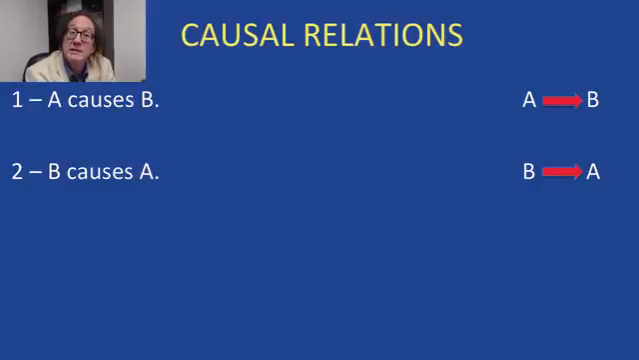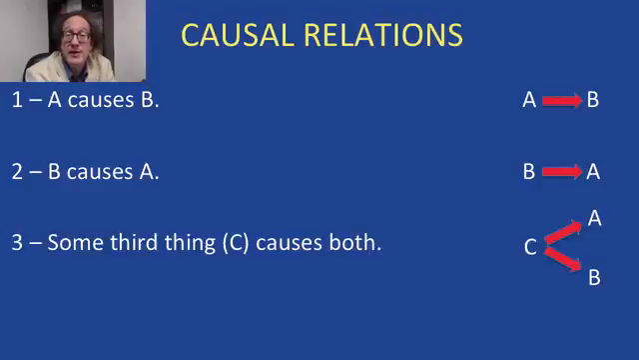But the third possibility is that some third thing, C, causes both A and B. If C causes B and C also causes A, then A and B are going to be correlated. Because whenever C is there, you get both of them, and when C is not there, unless something else causes them, then they're not going to be there. So A and B will be correlated simply because a third thing, C, is causing them both.